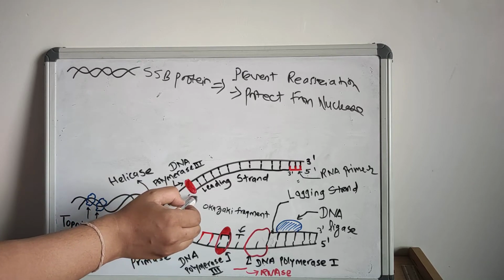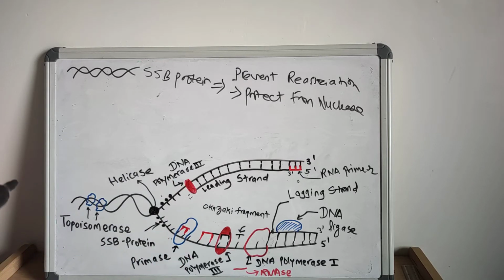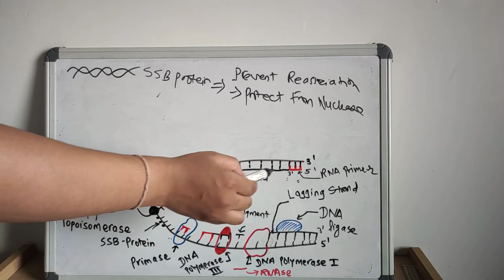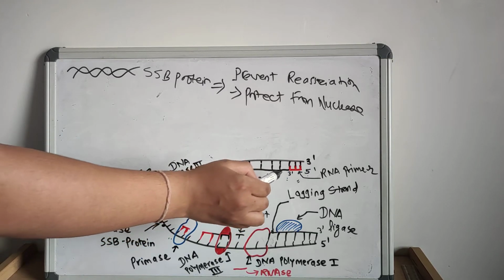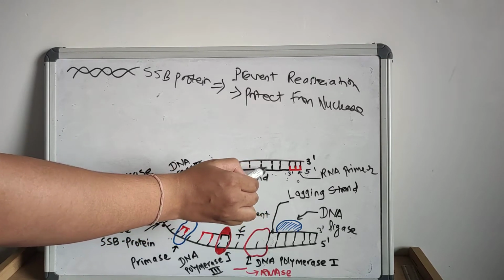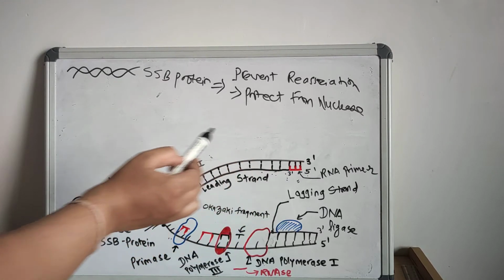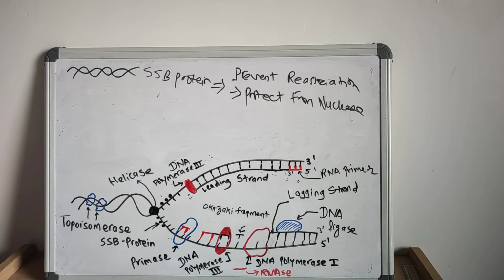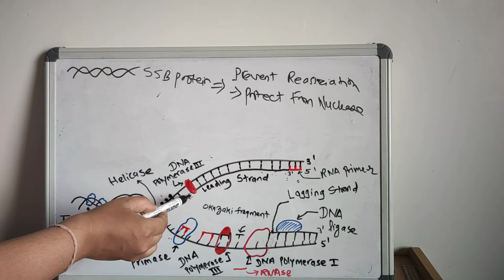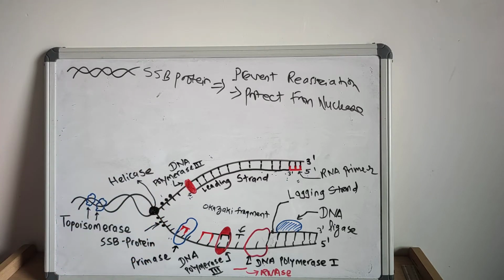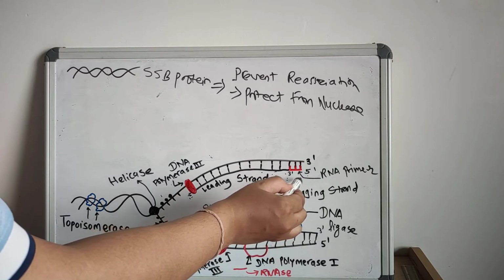The DNA polymerase can only extend a strand from the 3' end of the preformed primer. So the only action is that the DNA polymerase can only extend the strand from the 3' end. So that is the action of the RNA primer. And now DNA polymerase 3 comes into play. It begins synthesis of the DNA in the 5' to 3' direction.